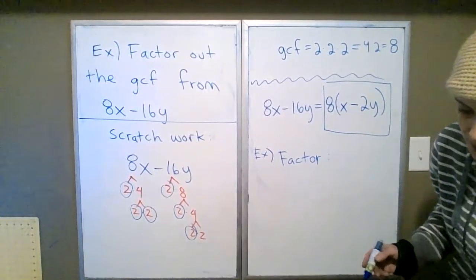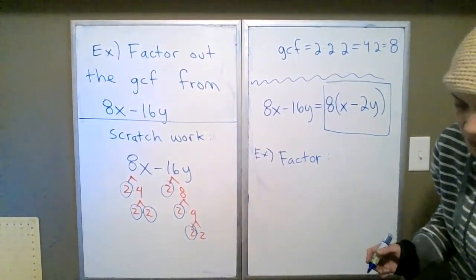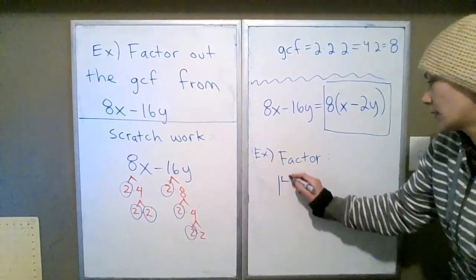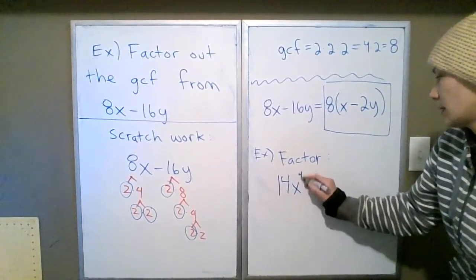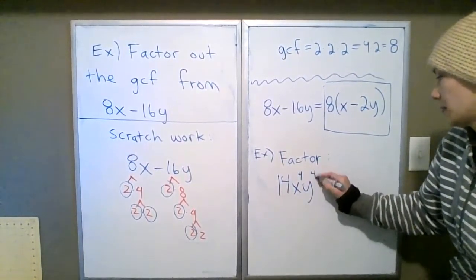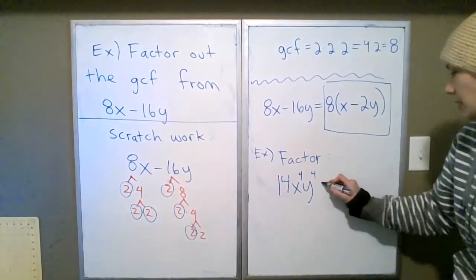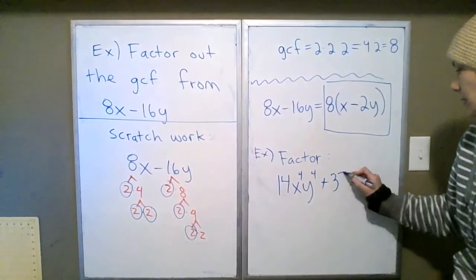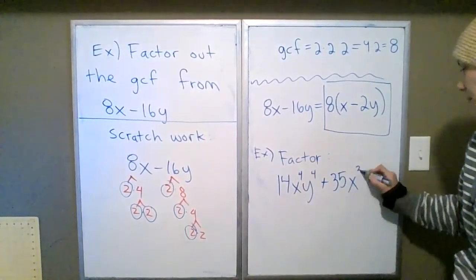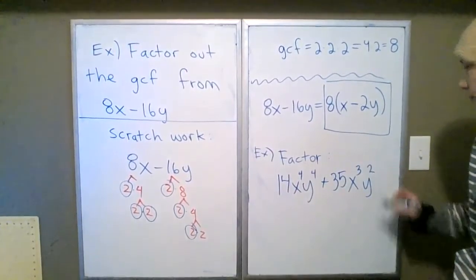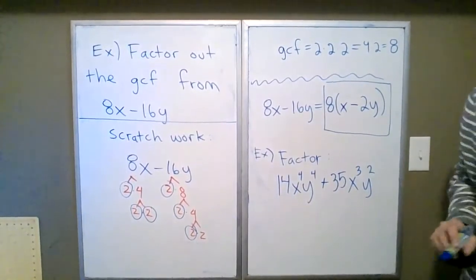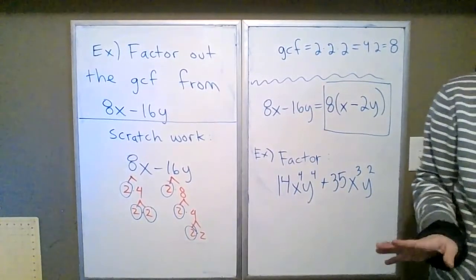It's 14x to the 4th, y to the 4th. And then add 35x cubed y squared. Let's do scratch work to get the greatest common factor.